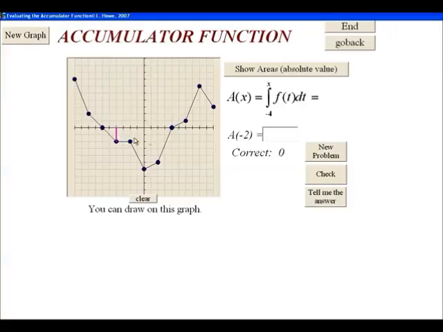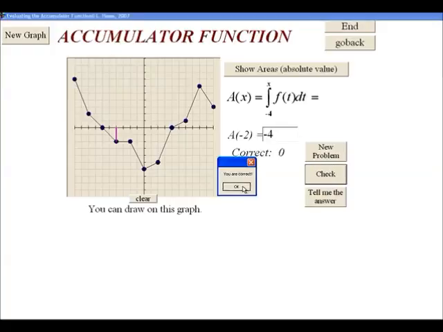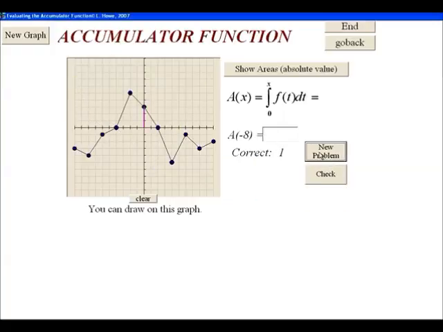Count this area. It's 1, 2, 3, 4. It's below the x-axis, so it's -4. We check. We win. Let's do a new problem.